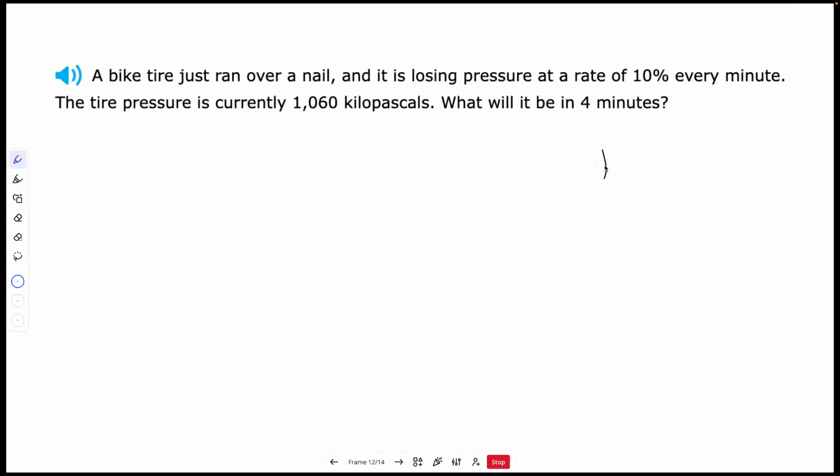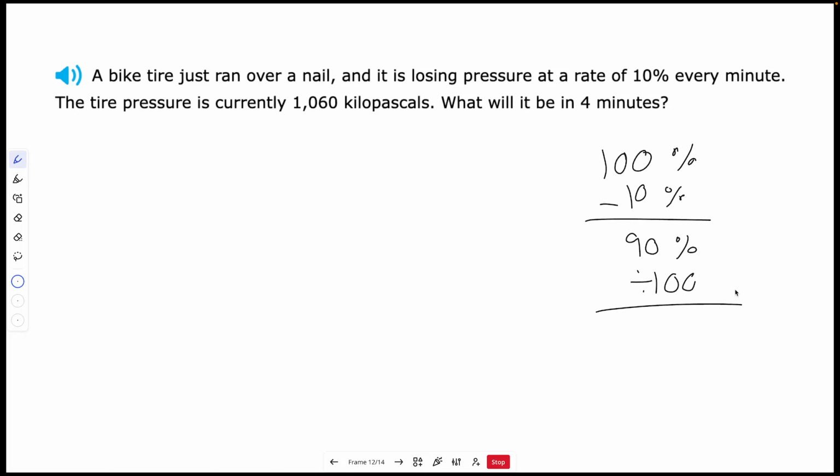So in the growth problem, we did 100% plus whatever the interest rate was. Well, here, if it's decay, we're going to do minus. So we're going to do minus 10%, which gives us 90%. And then we're going to divide that by 100, so we're going to get 0.90. And now we can plug into our formula. So starting tire pressure here is 1,060 times parentheses, the decay rate here is 0.90.